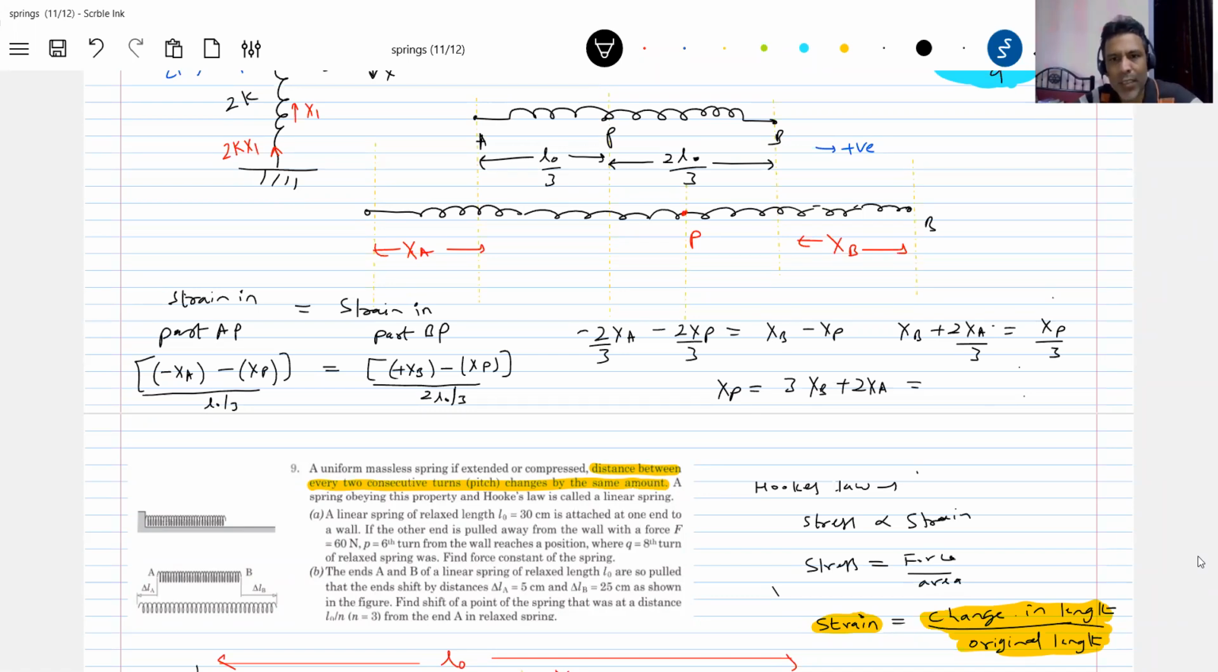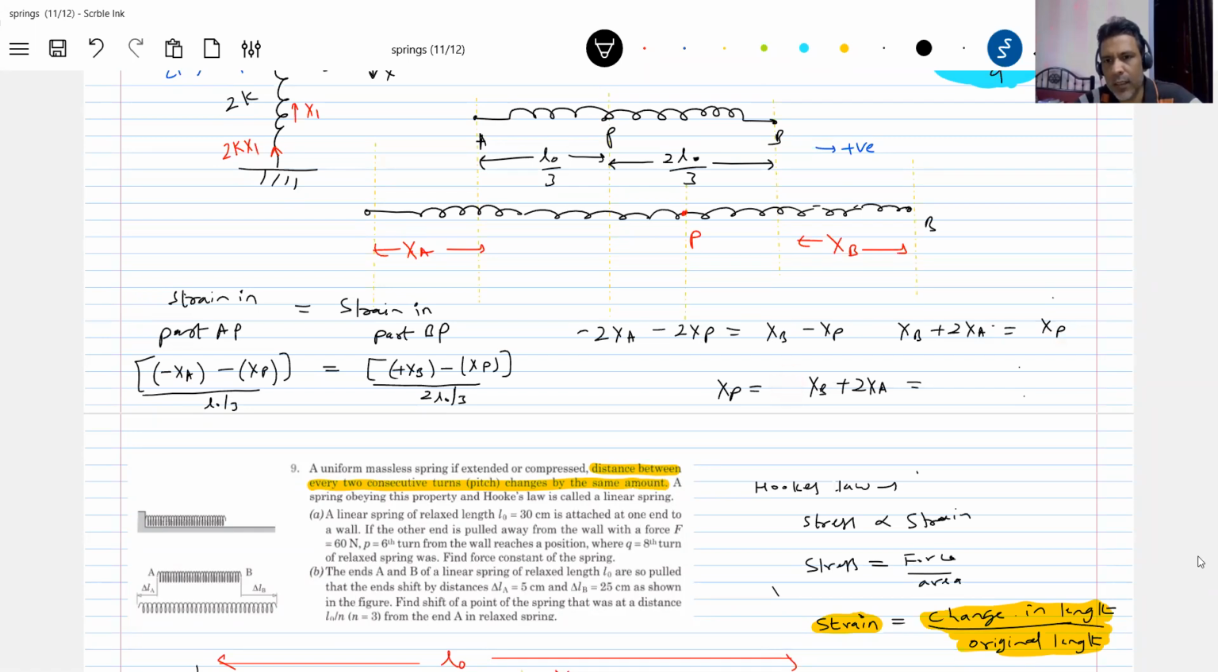2 by 3 minus 1, no? Sir, L0 by 3 will be cancelled, sir. Yes, L0 by 3 will get cancelled. Huh? So I think this 2 will not be there, and 3 will not be there in the denominator. Okay, fine, I'll make the correction. This will become 2XB plus XA, 2XA. Then this should be only XP.